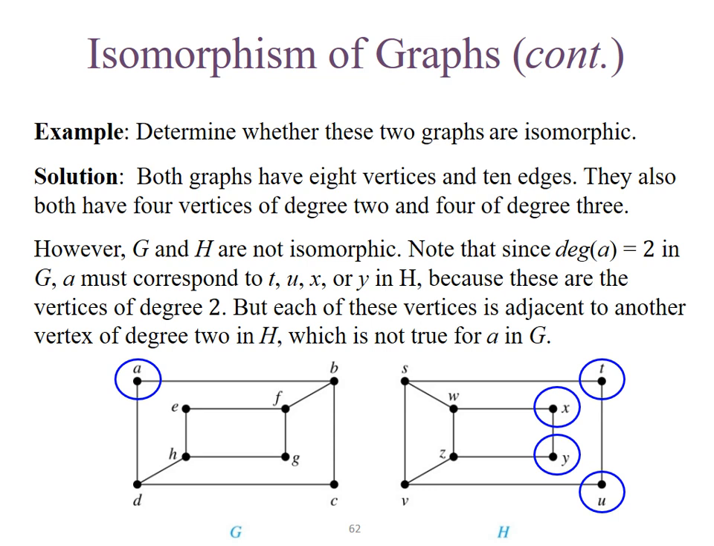This is a vertex of degree 2, but all its adjacent vertices are of degree 3. B degree 3. B degree is also 3. So you can see, actually you cannot map A to any vertex of degree 2 in the graph H because their neighbors have different degrees. Okay, that's one possibility we can check if they are not isomorphic graphs.